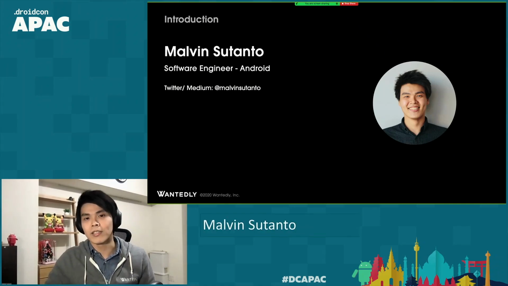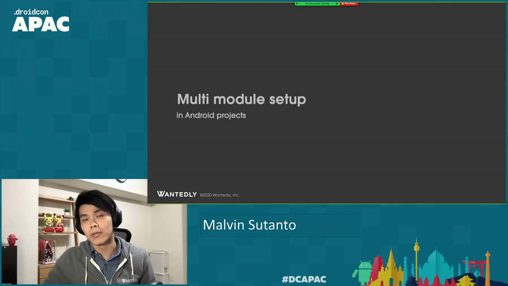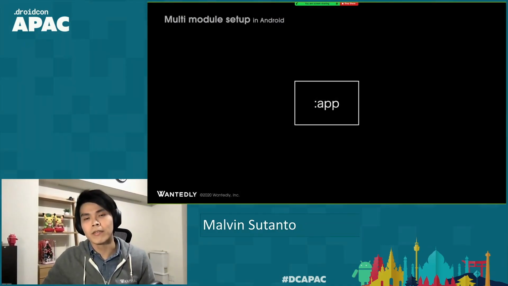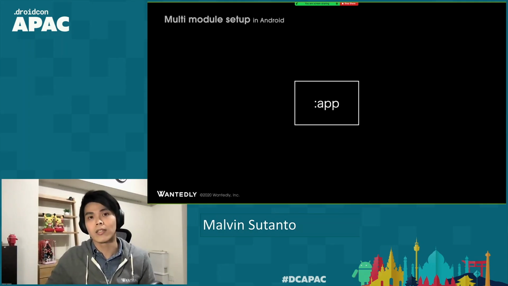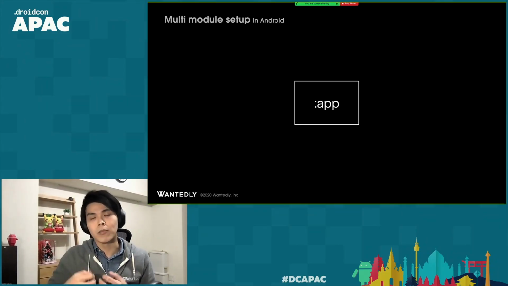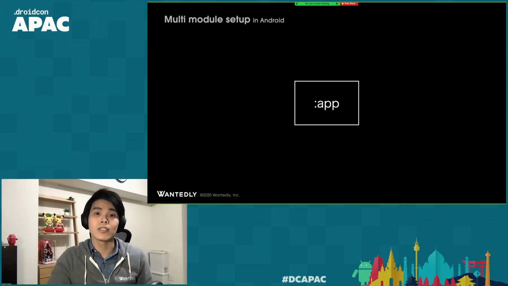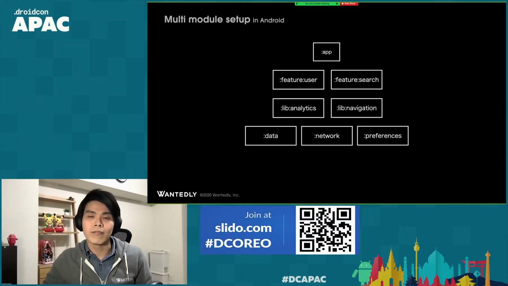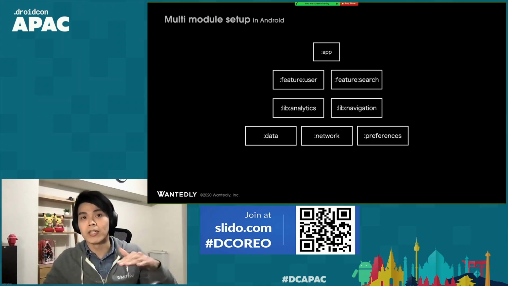So let's start our talk by first talking about multi-module setup in Android projects. When you first start the development of your Android app, you will typically start with a single module. This module is typically called an app module. But then as you develop your features and your application further, these modules become bigger, and then you will start to split your modules into smaller modules. You can have, for example, data modules, library modules, and then even feature modules.